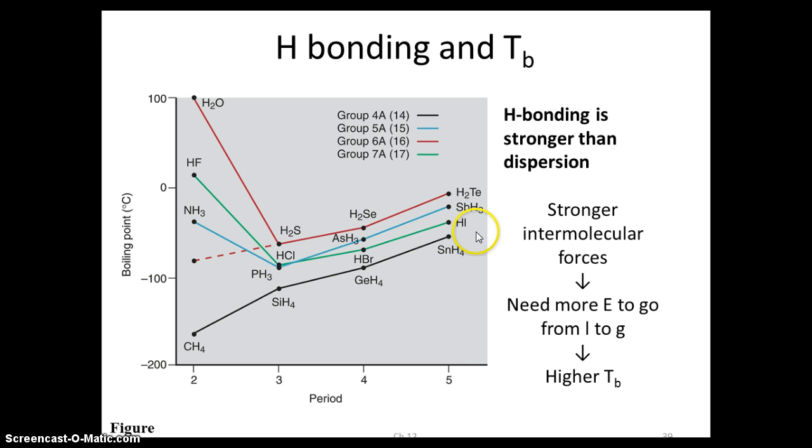everything from here over is pretty much all dispersion forces. And you'll see they have relatively similar boiling points. They get a little bit bigger as we go across the period. But you'll notice that these over here do not follow the same trend. That's because they have hydrogen bonding. So that's why they have a much higher boiling point, because those hydrogen bond forces are keeping those particles together. They don't want to leave the liquid phase just yet.